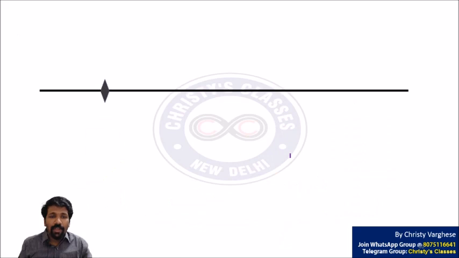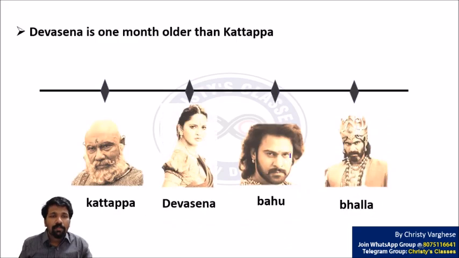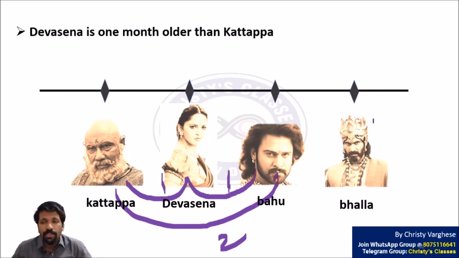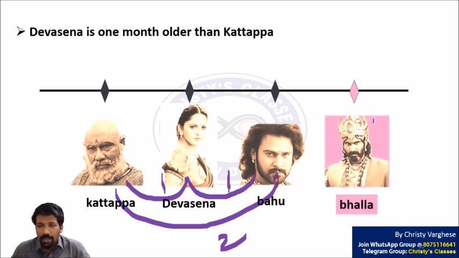Now finally, Devasena is 1 month older than Katappa. We know that Katappa and Bahu have a 2 month age difference. Katappa and Devasena have a 1 month age difference, which means Devasena and Bahu will have a 1 month age difference. So this will be the final order according to age. In this order, who is the oldest person? Definitely Balla is the oldest person, so Balla will get the extra piece of pizza.